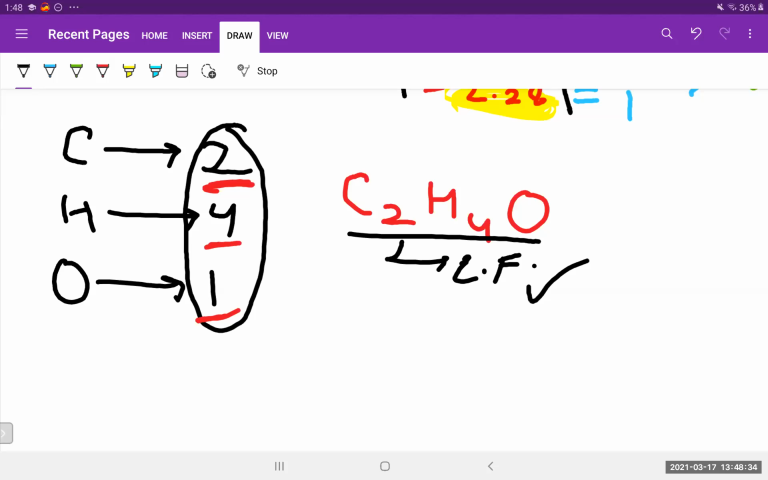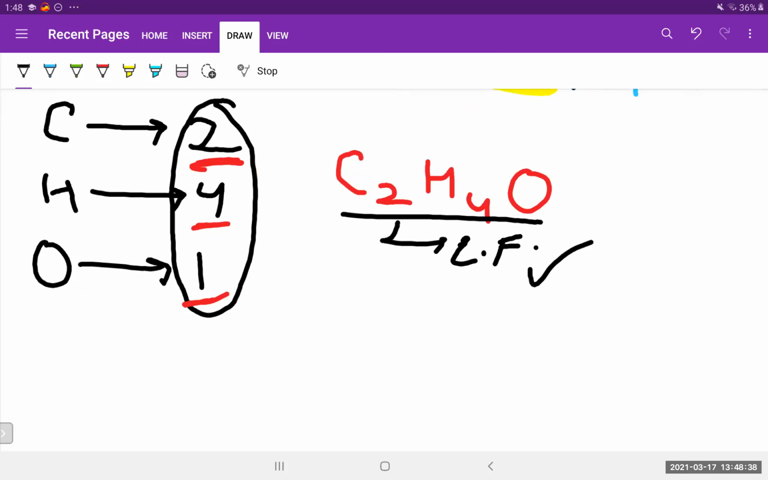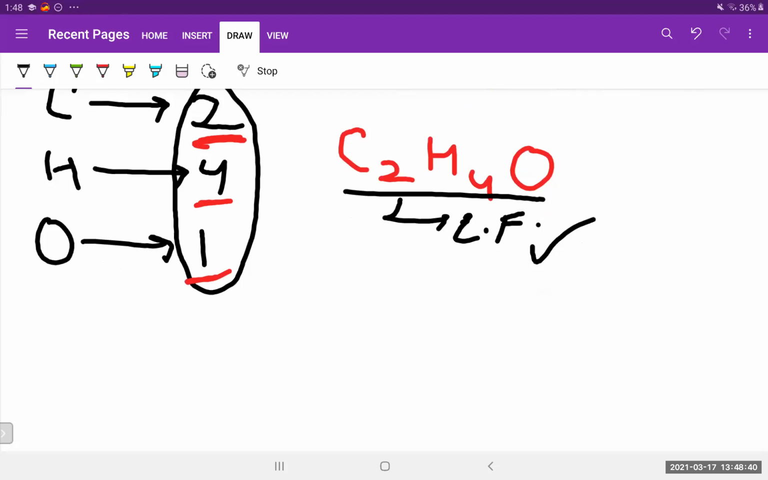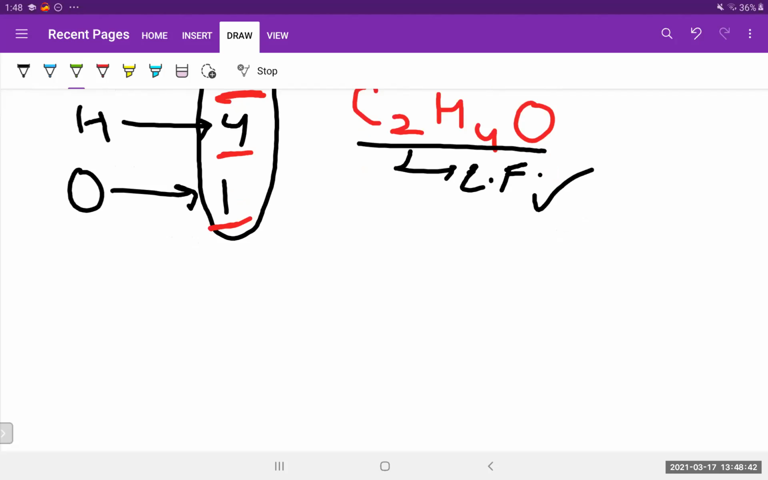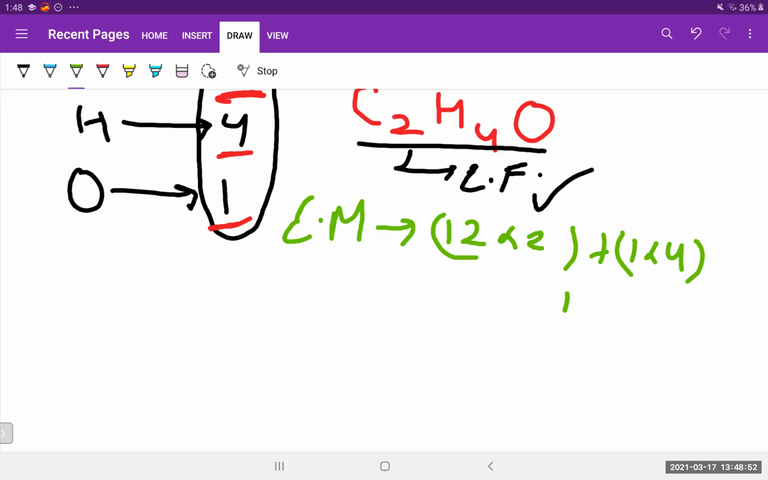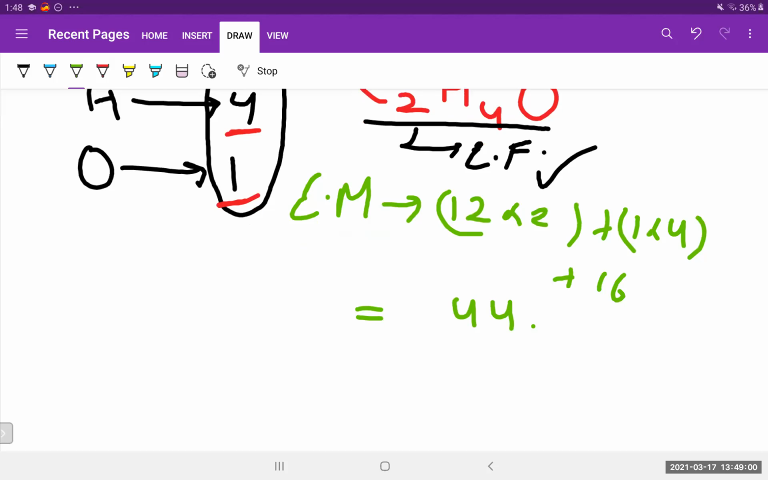Now next we move on to empirical mass. It's not given in the question, but let's calculate it because I've told you all. So what is empirical mass? Empirical mass is 12 into 2 plus 1 into 4 plus 16. That will be 44. Okay, next let's move on to the next portion.